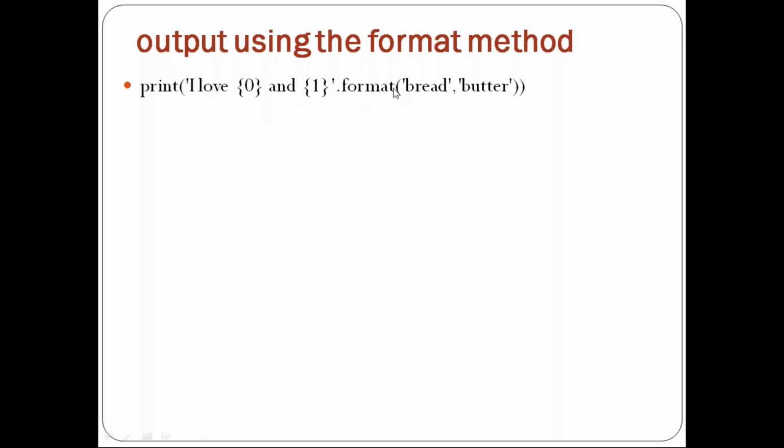We are calling the format method of that string, and to that we are passing two arguments, bread and butter. Bread is available at the 0th position and butter is available at the 1st position, so wherever 0 is there, the 0th position argument will be replaced there, and wherever 1 is there, the 1st position argument will be replaced at that position, so that we'll be getting I love bread and butter.